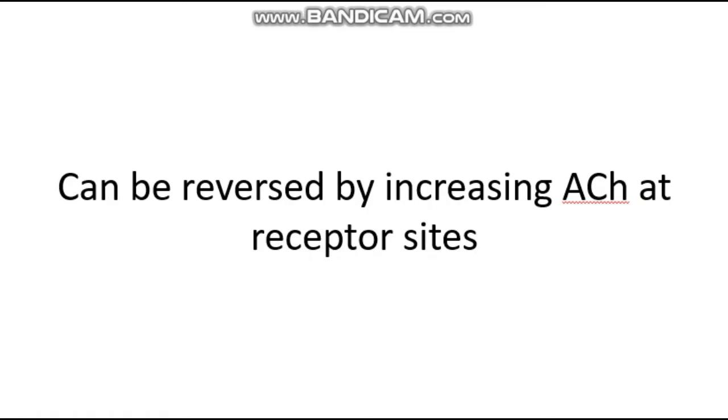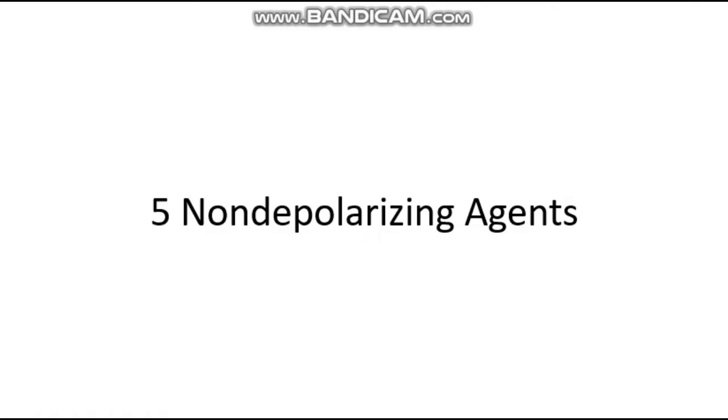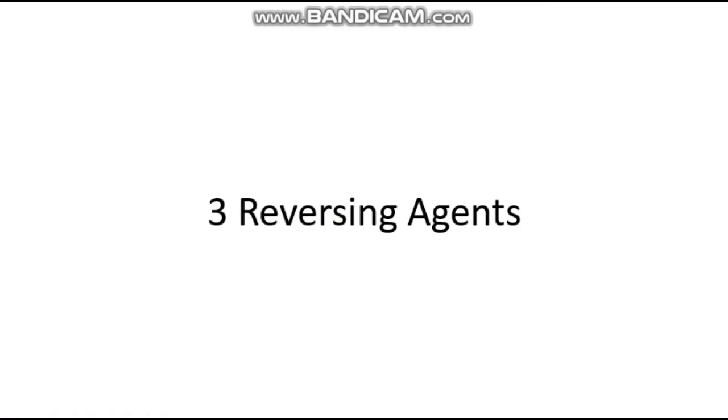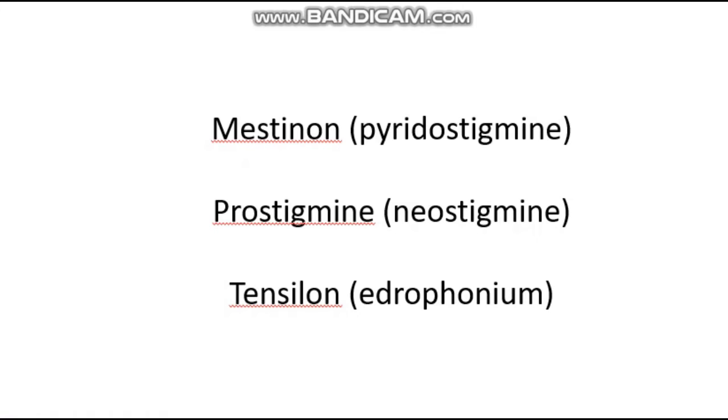Non-depolarizing agents can be reversed by increasing ACH at receptor sites. 5 non-depolarizing agents are norcuron, zemuron, pavulon, tracrium, and nimbex. 3 reversing agents are mestinon, prostigmine, and tensilon.